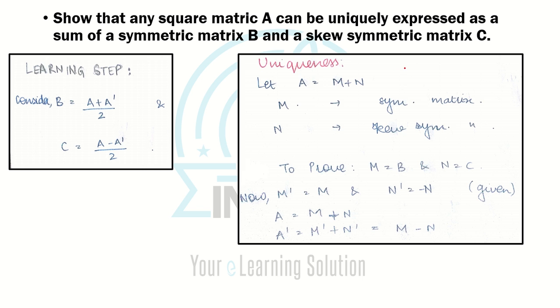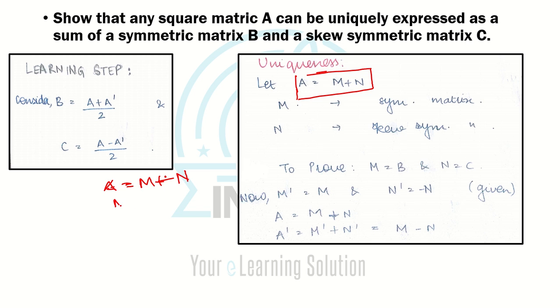Now you get to the uniqueness aspect, which is for you to prove that B and C are unique in their representation of A. So for this, what you do is let A be equal to M plus N, where M is any symmetric matrix and N is any skew-symmetric matrix. Now you need to prove that M is equal to B and N is equal to C. The first thing that you need to write out is that A is equal to M plus N. This is what you assume, right?